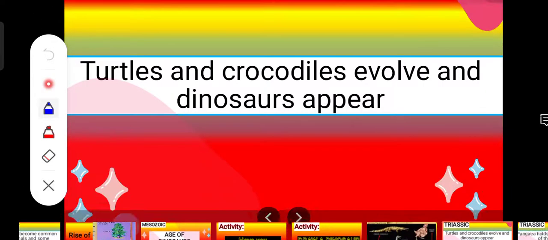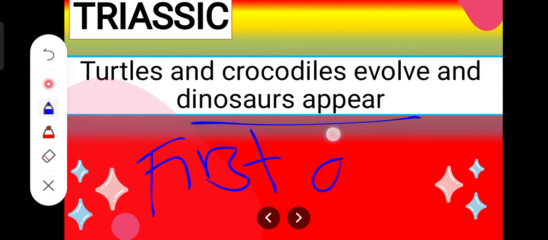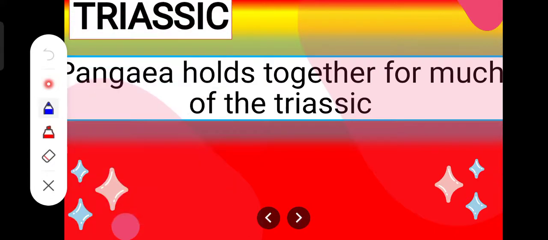Next, so we have here the Triassic period. Triassic period, we have here the presence of turtles and crocodiles. So, turtles and crocodiles evolve, and here it comes, dinosaur appear. So, under the Triassic, we have here the formation of the first dinosaurs. And their ancestor is the turtle and the crocodile. Okay? Turtle and crocodile evolve, and here comes dinosaur appear. Under also the Triassic, Pangaea holds together for as much of the Triassic. So, hot and dry conditions dominate center of the Pangaea.